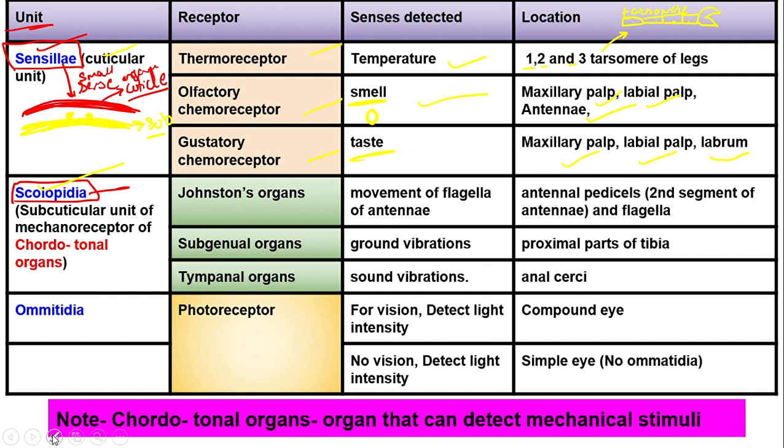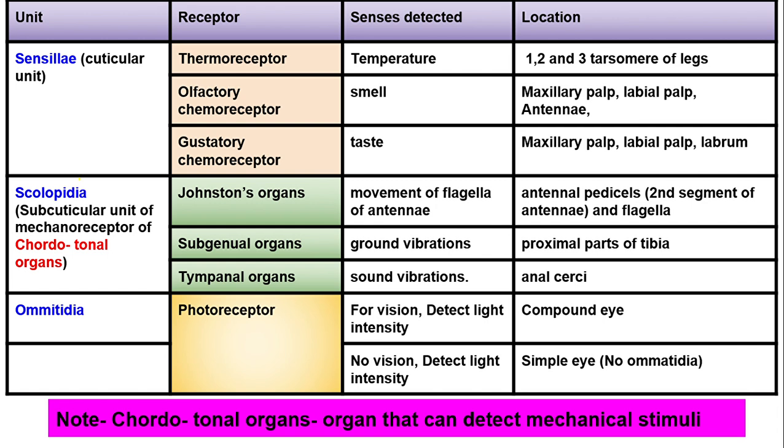Now let's jump to the scolopidia. In scolopidia, here we are going to talk about one organ, that is nothing but the chordotonal organ. What is this chordotonal organ? These are the organs which can detect mechanical stimuli. To which organ can I call a chordotonal organ? All the organs which sense mechanical stimuli, we call chordotonal organs. Which organs are present over here? There will be Johnston's organ, subgenual organ and tympanal organ.